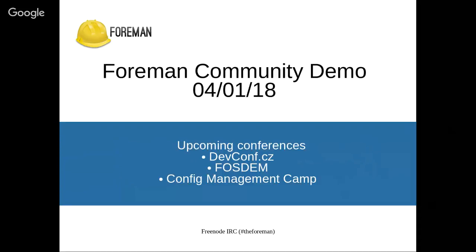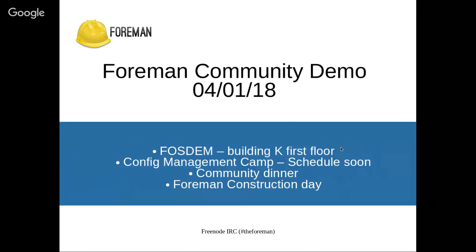Right after that, we have Config Management Camp in Ghent, where we also have our Foreman track. The schedule for Config Management Camp will be out soon. We already reached out to the speakers. We're waiting for a few more confirmations, and then we'll publicize the schedule itself. We'll also be having a community dinner on February 6th. We don't have a restaurant yet. Once we have one, I'll send out an email.